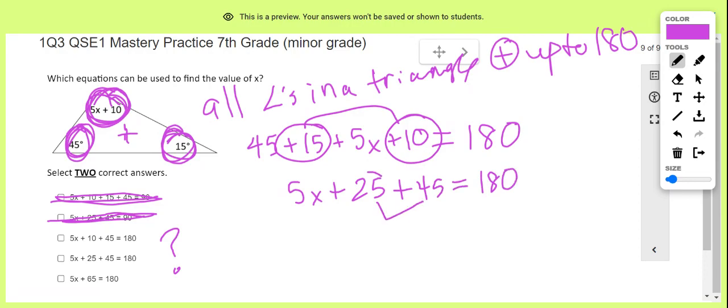And then we can put these together, they're numbers by themselves. So we have 5x plus those two, 25 plus 45.